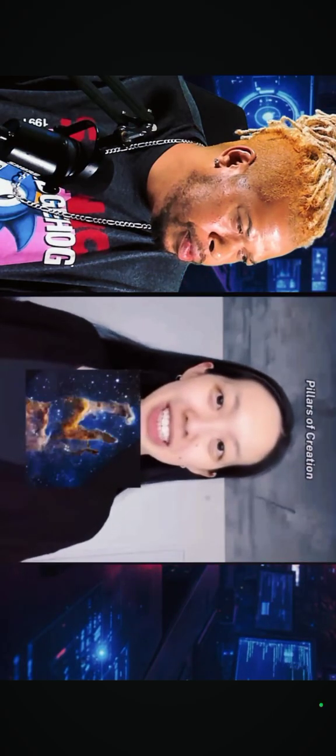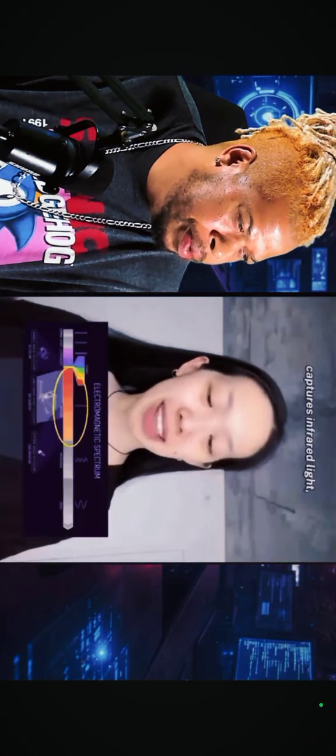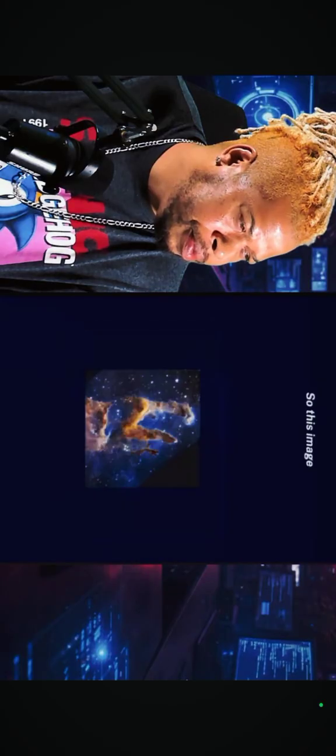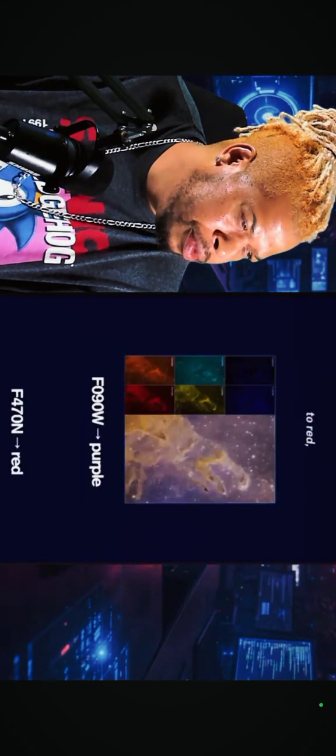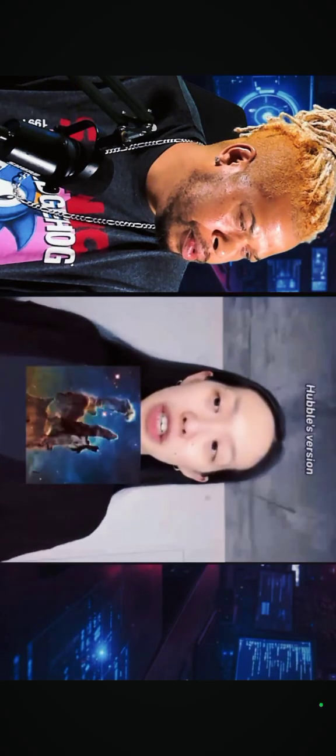This is the Pillars of Creation. The Webb telescope captures infrared light, which is invisible to us. So this image is made by mapping the shortest captured wavelength to purple and the longest to red, with the rest in between. Hubble's version works differently.